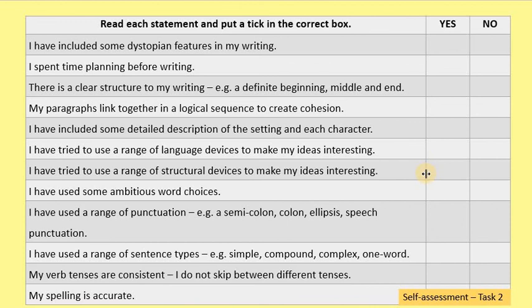I've used a range of punctuation. We're always harping on about the punctuation. So where can you try to put an exclamation mark? Where can you try to put a semicolon, for instance? Or at very, very minimum, could you please make sure you've got commas and full stops?